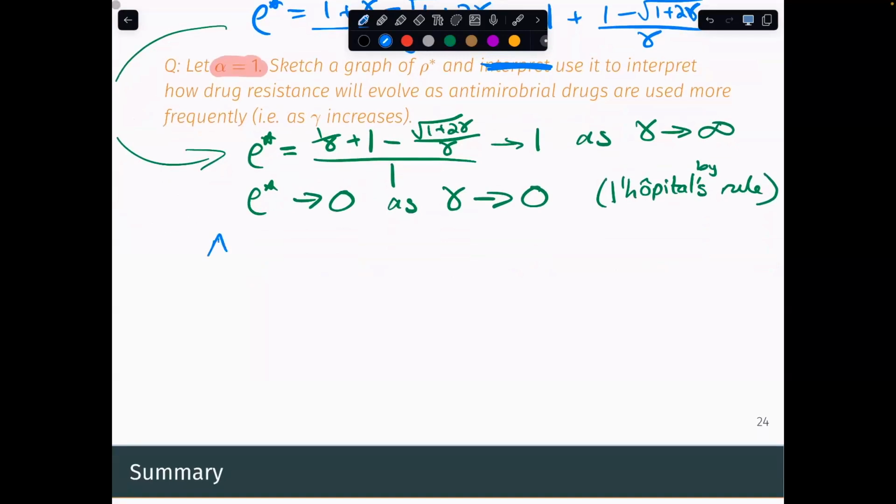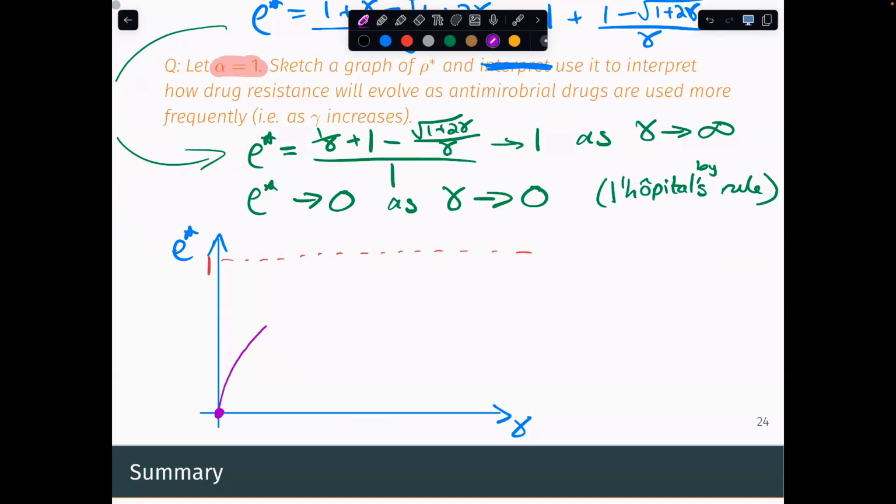So piecing these together, we know that there's going to be some asymptote at rho equal to 1. We know that when gamma is equal to 0, or as gamma tends towards 0, rho star is going to tend towards 0. Ends up looking like this.